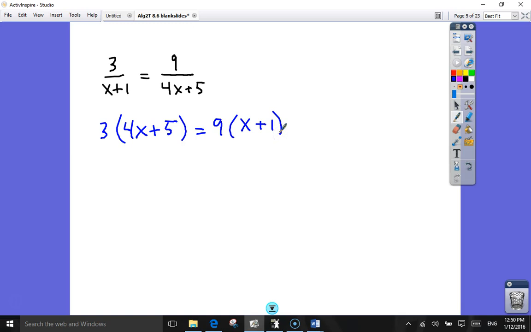A lot of times students try to cross multiply in all the wrong places. Like anytime you see a fraction next to another fraction, you think cross multiply. But it's not. It's only when it's a fraction equals a fraction. That's when you cross multiply.